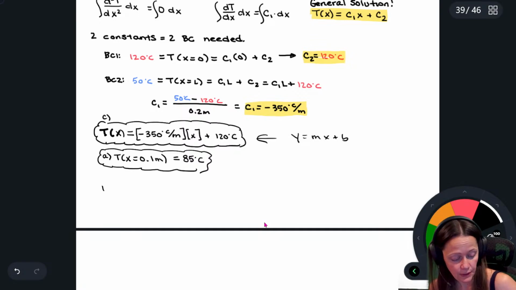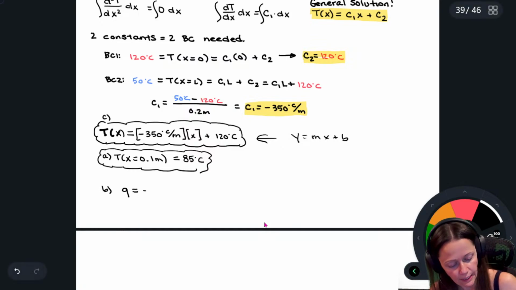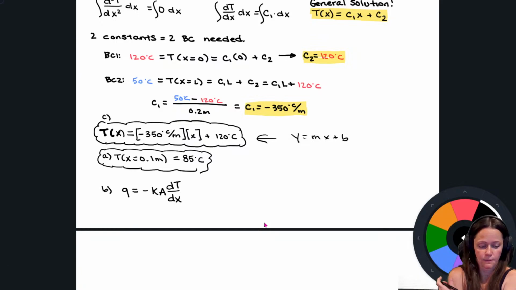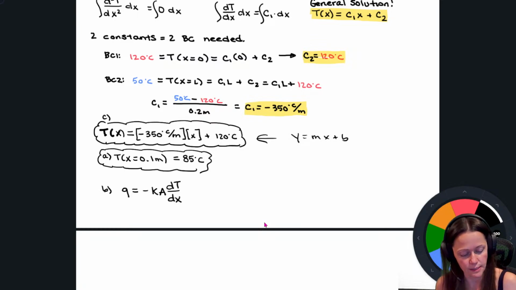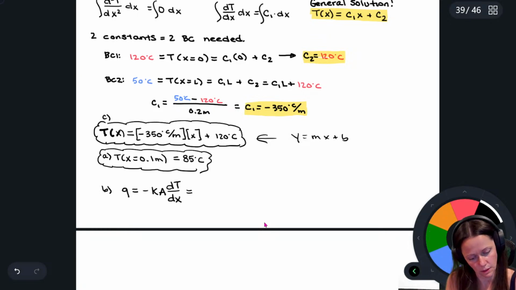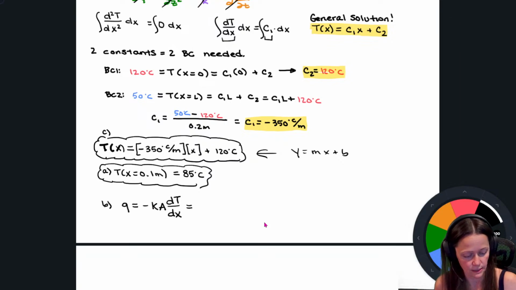All right. Very last thing I wanted to do was find Q. Applying Fourier's law, Q equals negative K times the area, dT/dx. Normally we do need to specify where we're talking about, but it doesn't matter here because it's the same all the way through. How do I know? Because dT/dx is equal to C1, which is a constant.